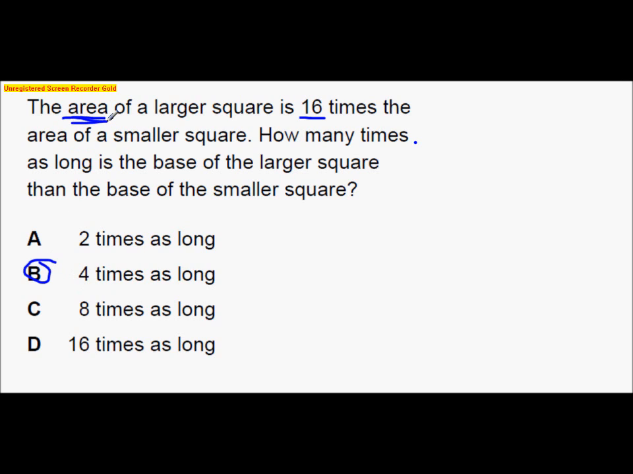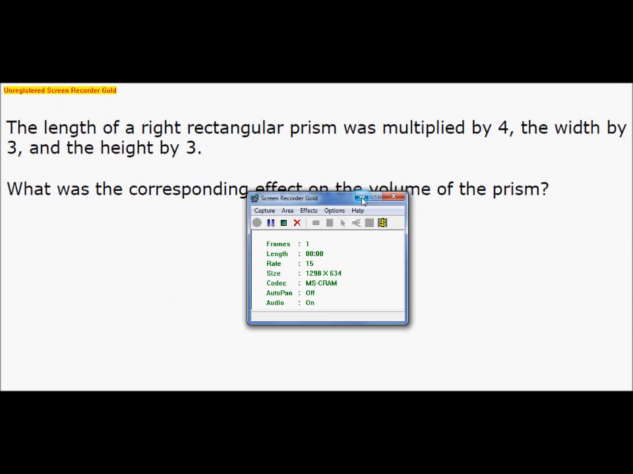Okay. They give you the area, and they're asking you for the side length, or the base. So you have to work backwards. If it was area, that means it's squared. And so we would think about what number squared gets me 16, and that would be 4.